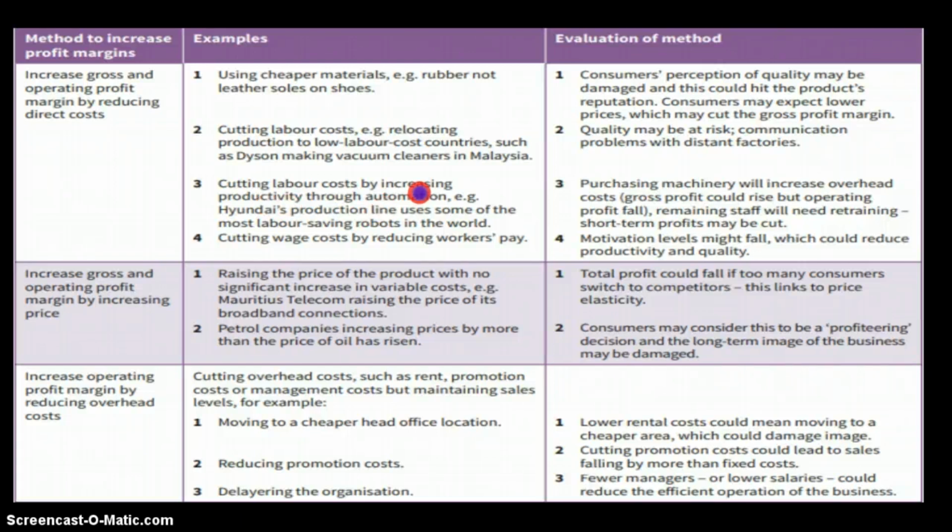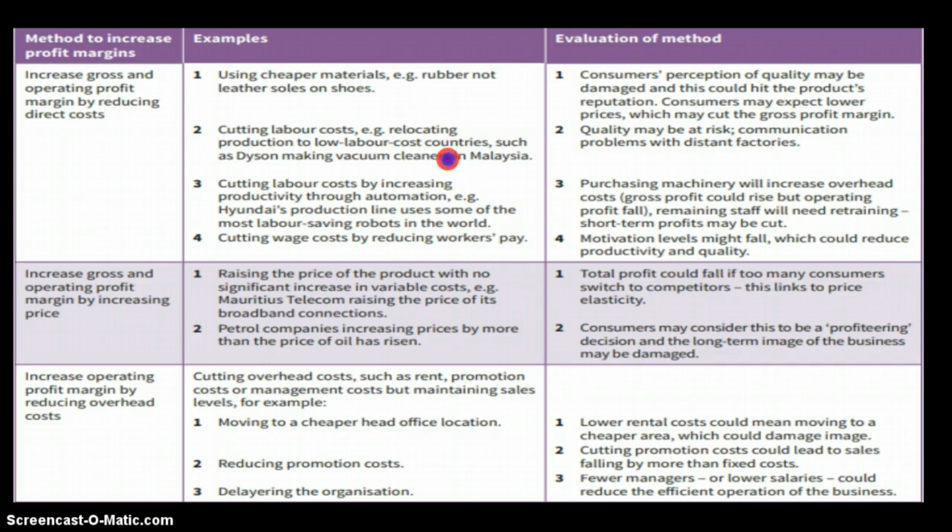Then cutting labor costs by increasing productivity through automation. You can make some investment in your equipment, your advanced machinery. That way your fixed cost will increase, but that would be just a one-time or two-time thing, because that won't be your direct cost. There will be a one-time investment, not continuous outflows due to salaries. Or you can cut costs by reducing workers' pay.